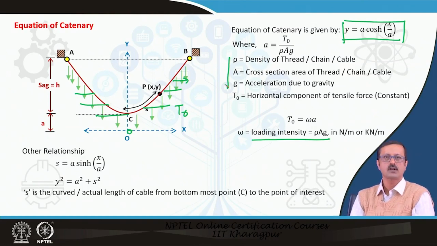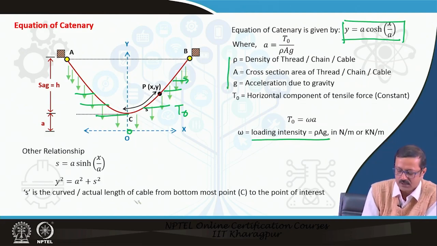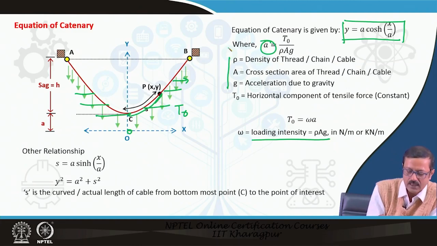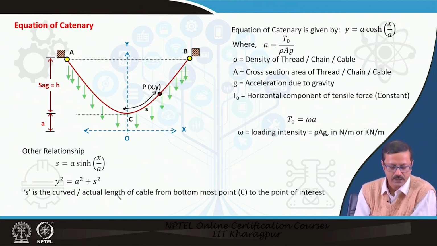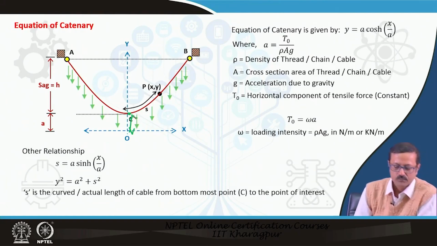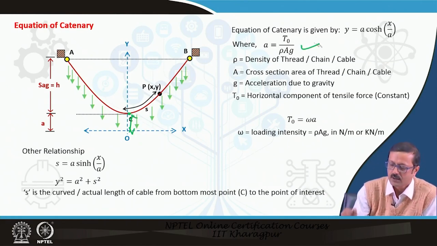There are some other equations with this catenary: S, the curved length, the actual length of the cable from the bottommost point, from this point, is a sinh of x by a, and y squared equals s squared plus a squared. This a is a very tricky thing. The a is the distance from the tip of this catenary to the origin. This particular distance is the a, and a has to be defined or measured by this.